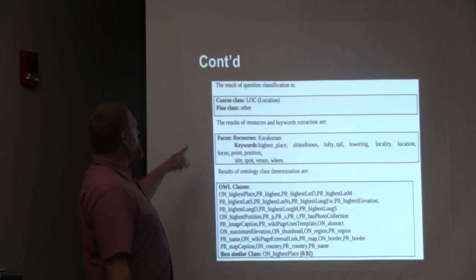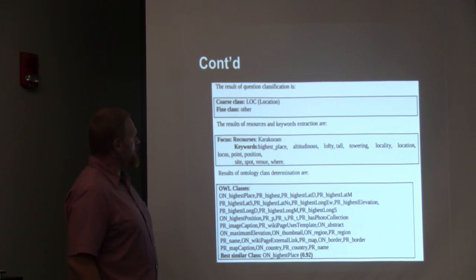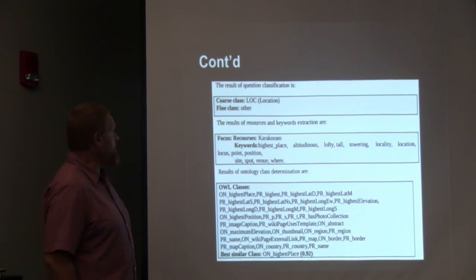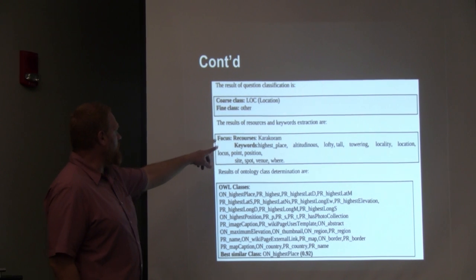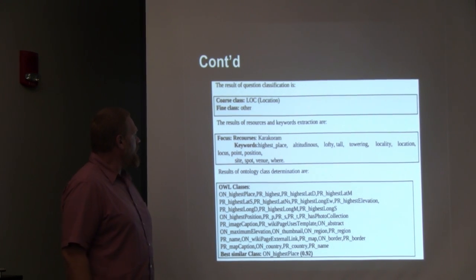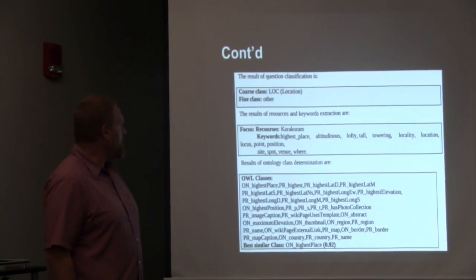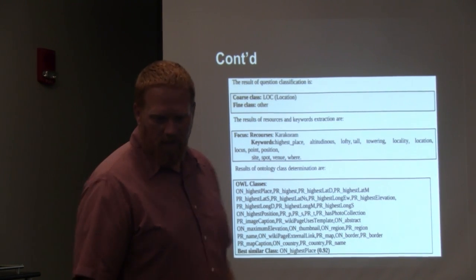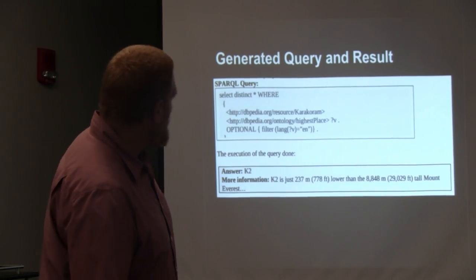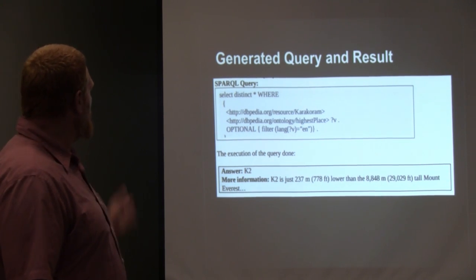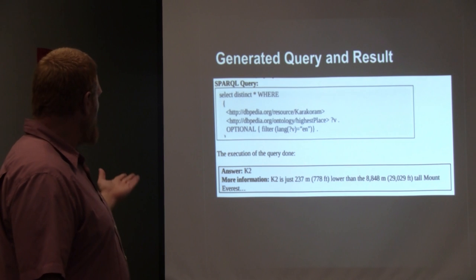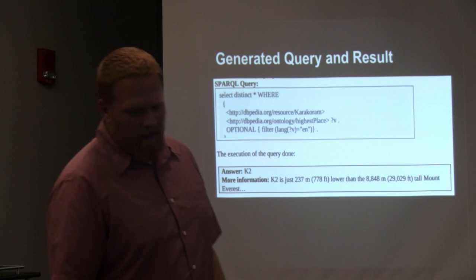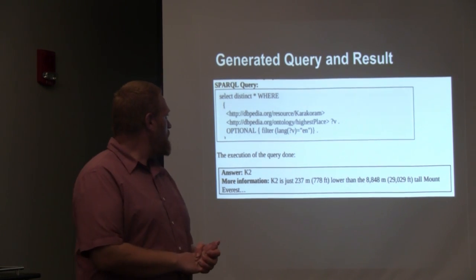Then the classifier classifies the question as the coarse class location, and the fine class other in this case. The results of the resource and keywords are extracted, so the focus on Karakoram, and the highest place, altitudinous, lofty, and we get these OWL classes for the ontology to determine the class on. And the SPARQL generated is here, and then the answer would be K2. So it just gives you the answer, no links to other sites. And that is how their question answering service worked.